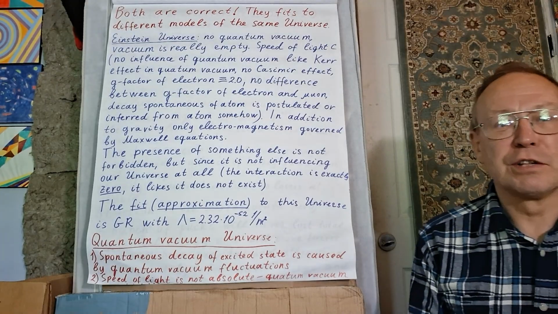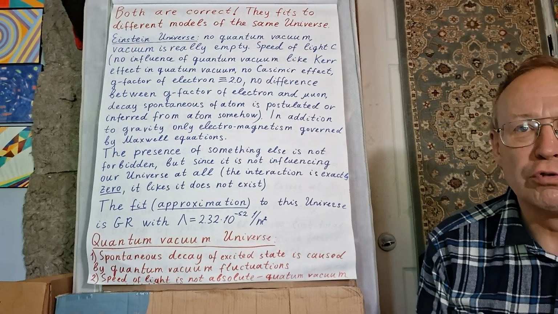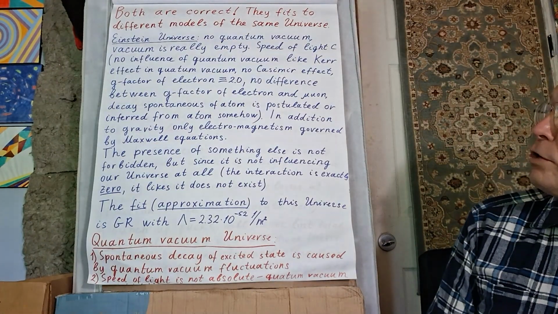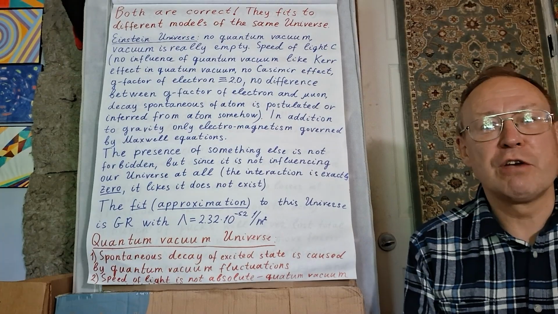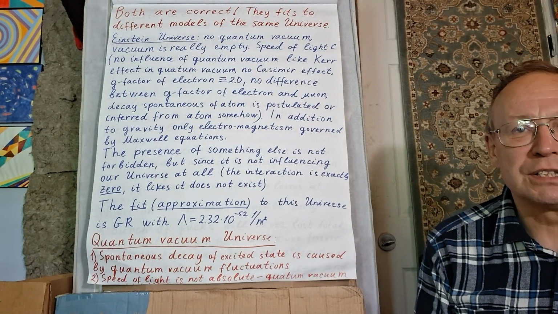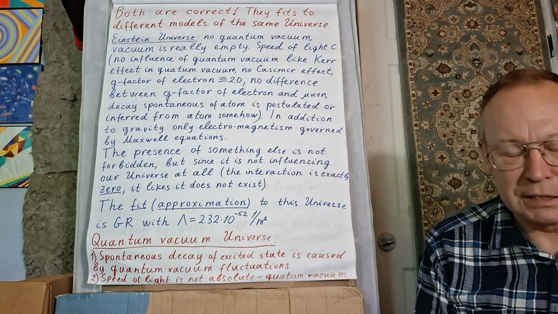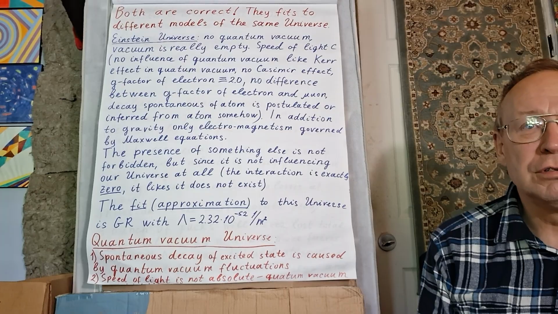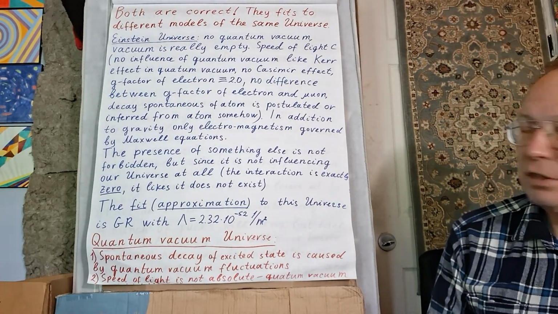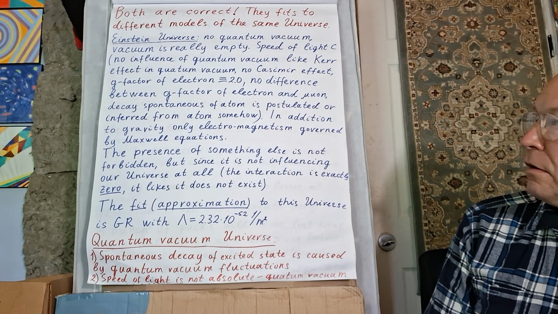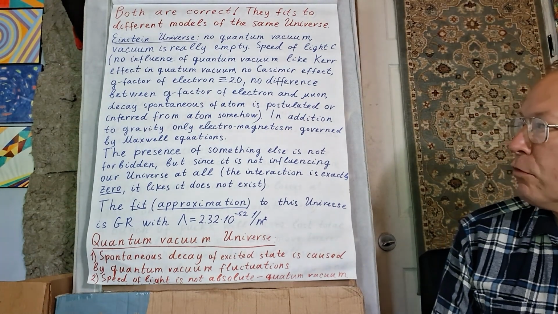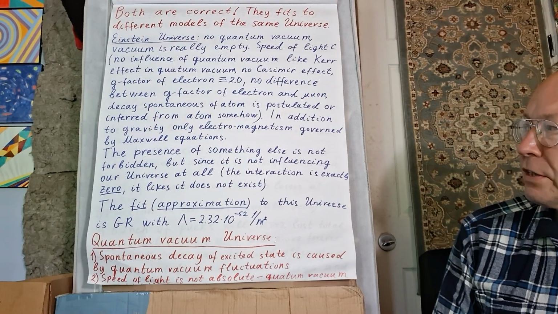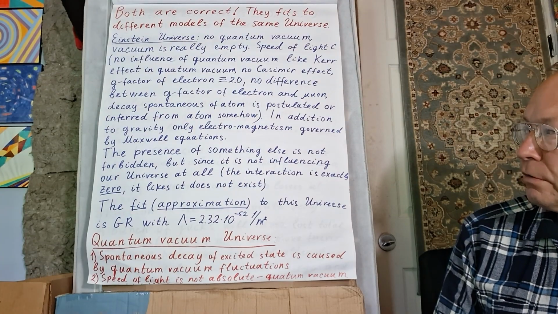The G factor of the electron must be exactly 2, no deviation. No difference between the G factor of the electron and the muon. Spontaneous decay of an atom somehow appears inside the atom itself, and it is not understandable why it decays. And in addition to gravity, which is now curvature of space-time, only electromagnetism is present, governed by Maxwell equations.